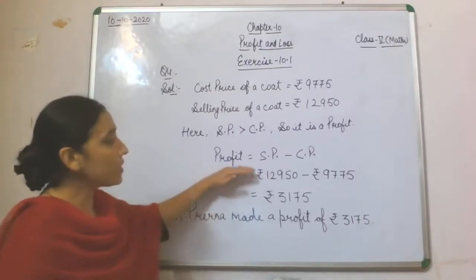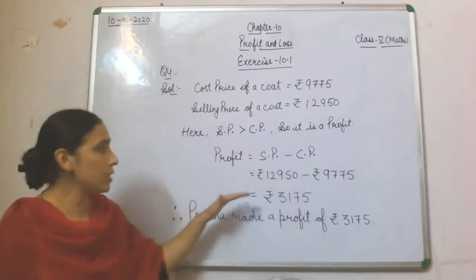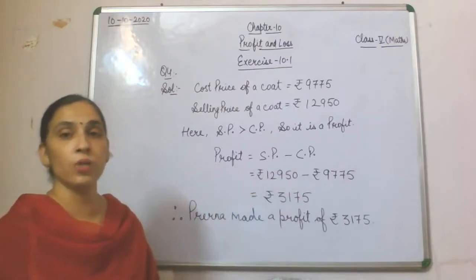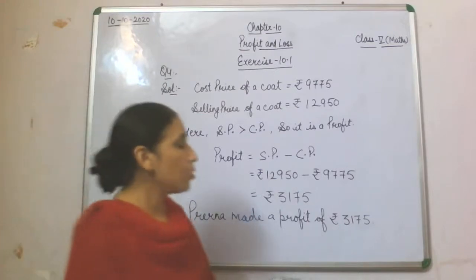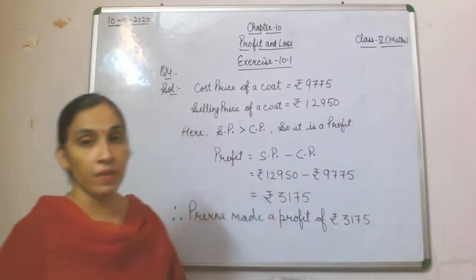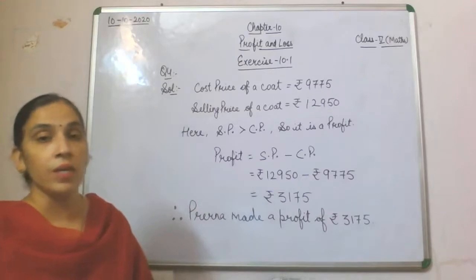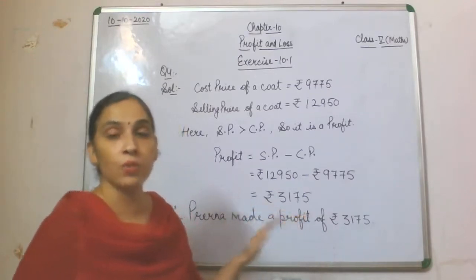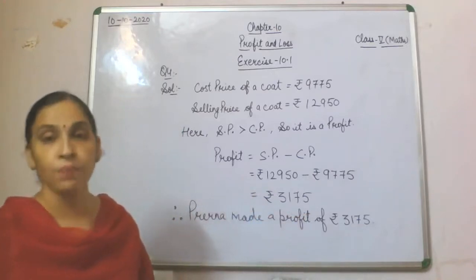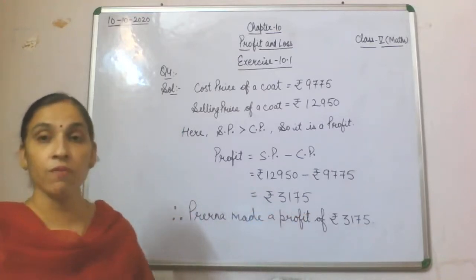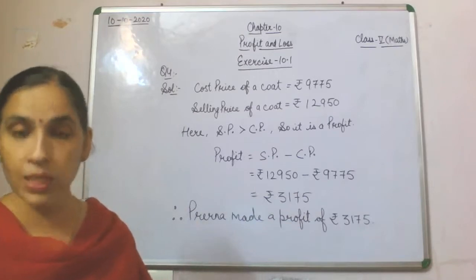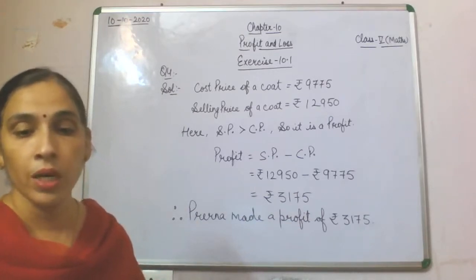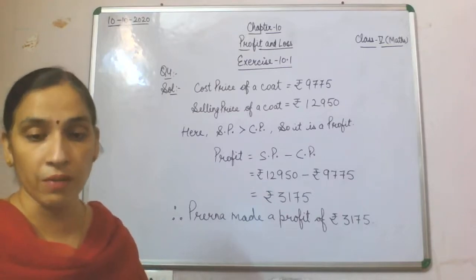Now profit is selling price minus cost price. Now here rupees 12,950. Out of that you will subtract the rupees 9,775. Now in this you are getting a profit of rupees 3,175. So this is our first word problem of exercise 10.1. That is question number 4. Now let's start question number 5.